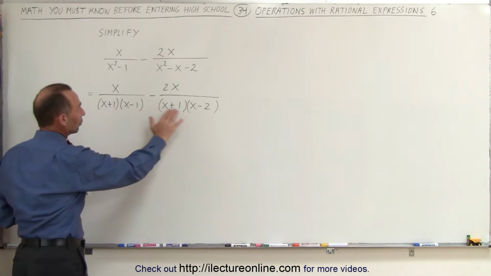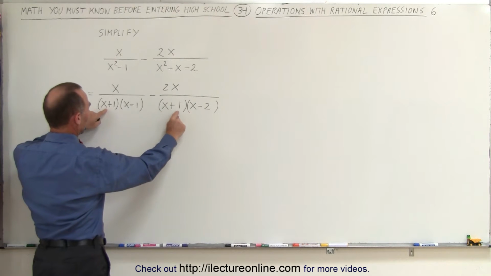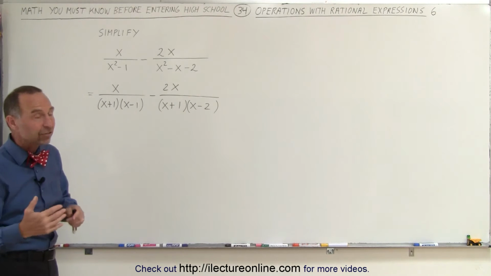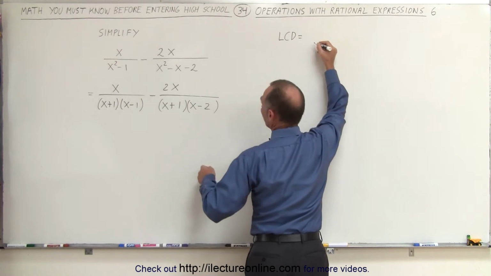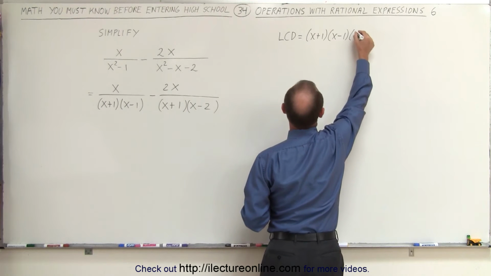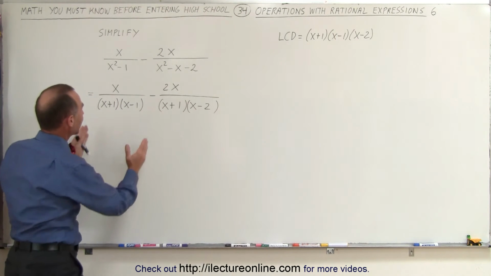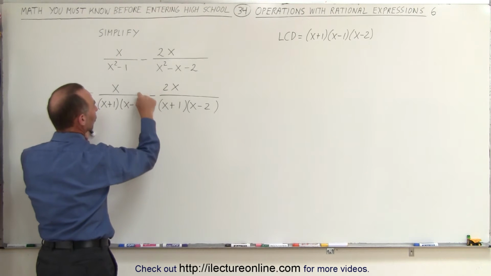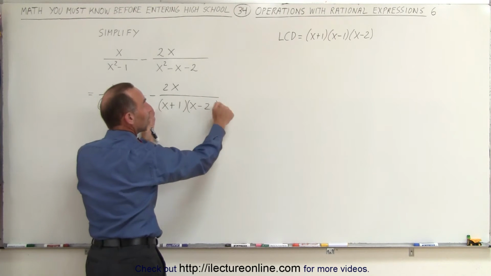Notice if I look at all these denominators, I can see an x plus 1, an x minus 1, an x plus 1, so these are common here, but there's an x minus 2. So the least common denominator can be written as follows. The LCD is equal to x plus 1 times x minus 1 times x minus 2. So what I'm going to do is multiply the left fraction by the one that I'm missing here, the x minus 2. Of course, I have to do both the top and the bottom, numerator and denominator. And here I'm missing an x minus 1, so I'll multiply the numerator and denominator by x minus 1.